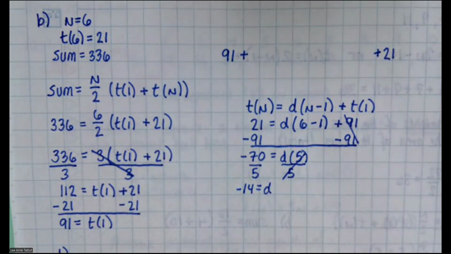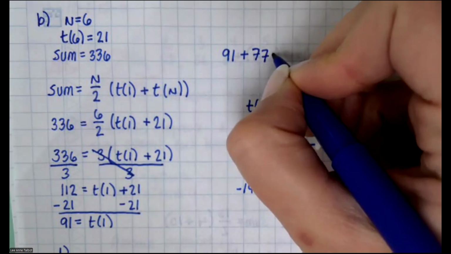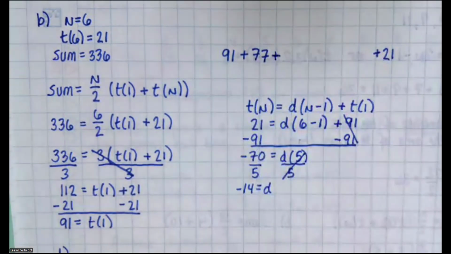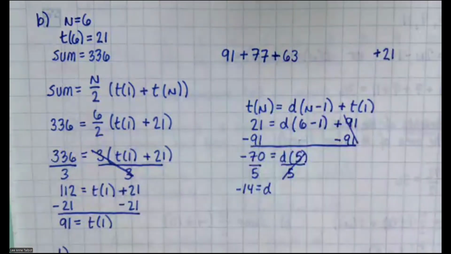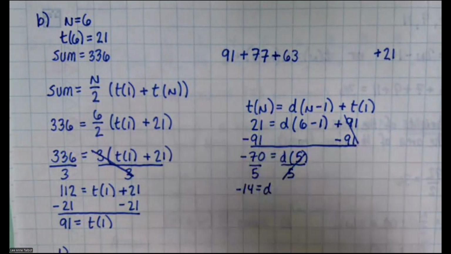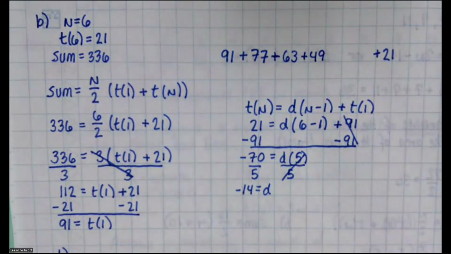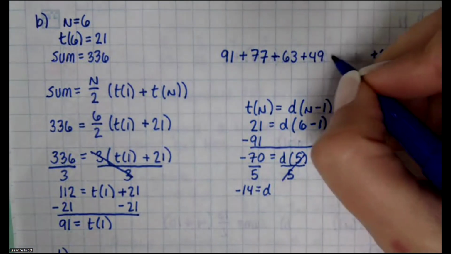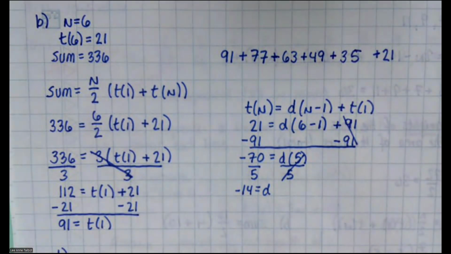All right, so 91 minus 14, 77. Minus 14, 63. Minus 14, 49. Minus 14, 35. And then 21.